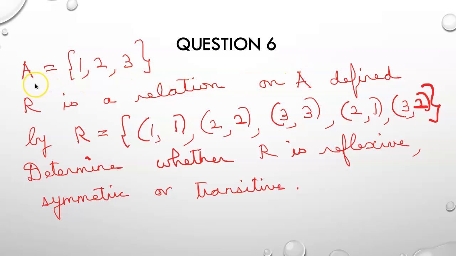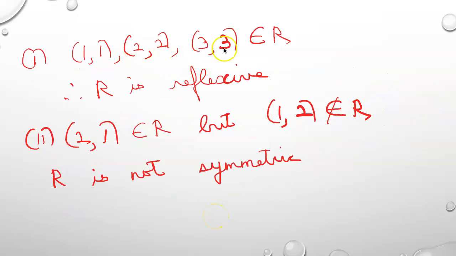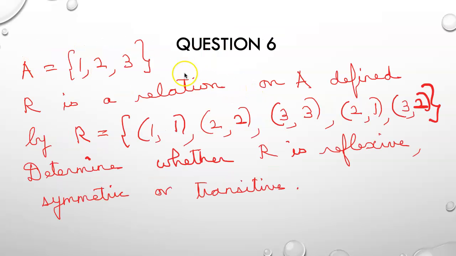Question 6. Let A be the set of all elements 1, 2, 3. R is a relation on A defined by R consisting of the elements (1, 1), (2, 2), (3, 3), (2, 1), (3, 2). Determine whether R is reflexive, symmetric or transitive. Now (1, 1), (2, 2), (3, 3) belong to R. So R is reflexive because A has elements only 1, 2, 3.